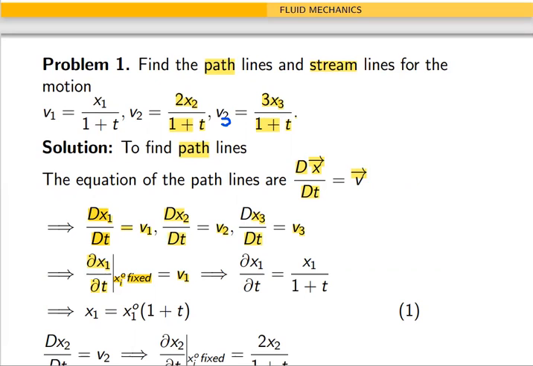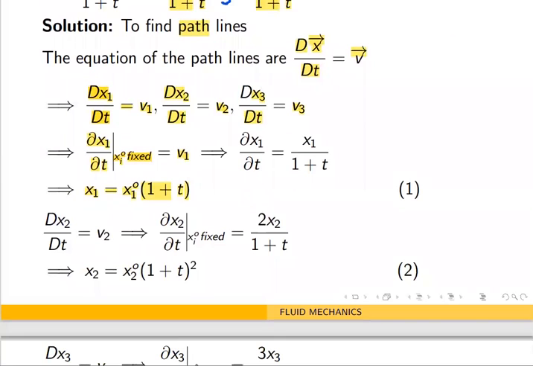So separating the variables, we have done this in our previous problems. And dou x1 by x1 equal to dou t by 1 plus t, integrating on both sides. And using the initial conditions, the integration constant is also found and we get x1 equal to x1 naught into 1 plus t, called equation 1, the first path line, the x1 form.